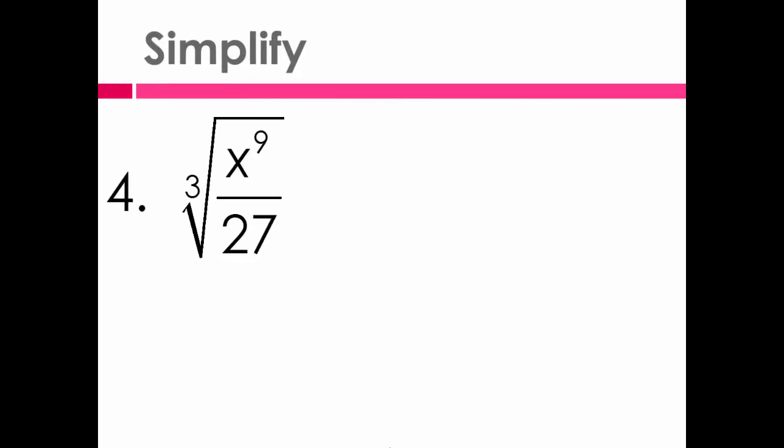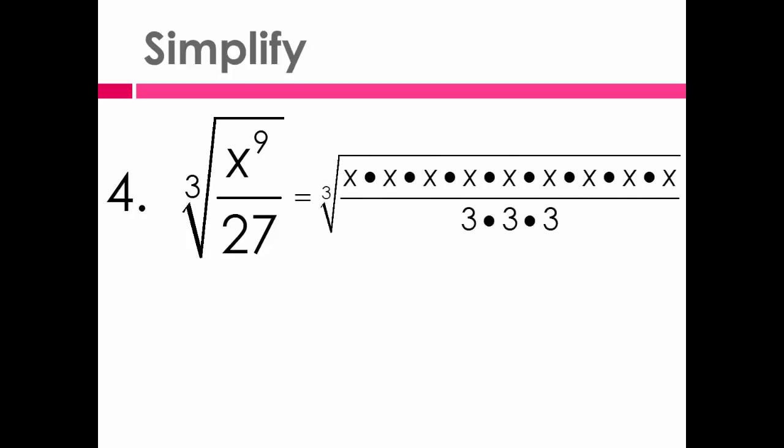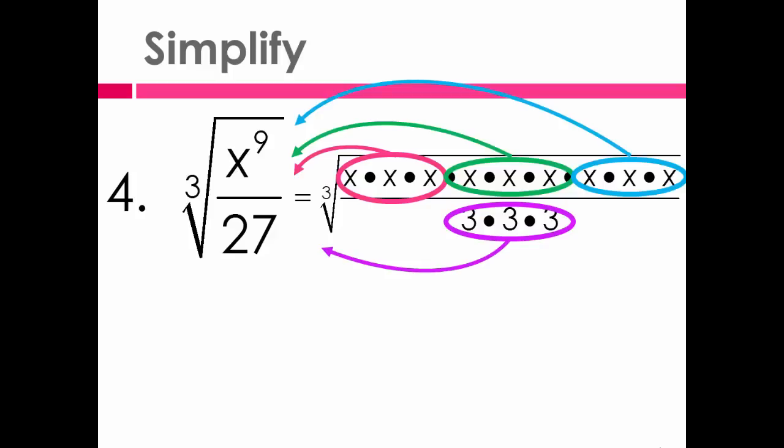Copy down example 4. Stretch out the x to the 9th and do a prime factorization for 27. This is a cube root, so we're going to look for 3 of a kind. Everything got circled, there's nothing left behind, so we won't have a radical when we're done with this problem.